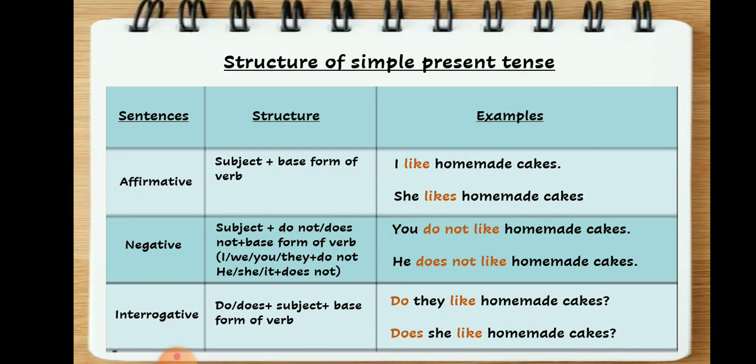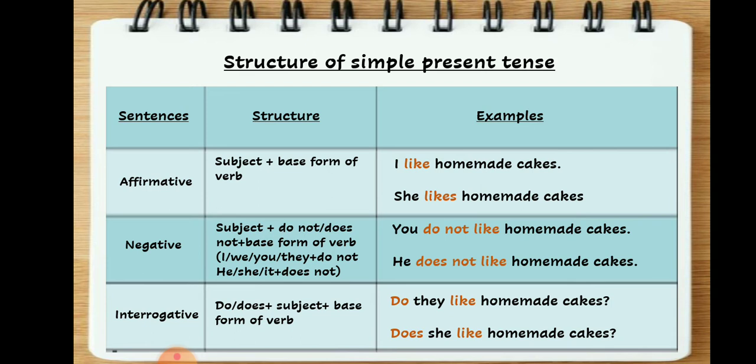In this slide, I have shown the structure of affirmative, negative and interrogative sentences when they are written in simple present tense. Affirmative means positive sentences where we don't use any negative word like no, not, never. The structure is subject plus base form of verb. I like homemade cakes. She likes homemade cakes.